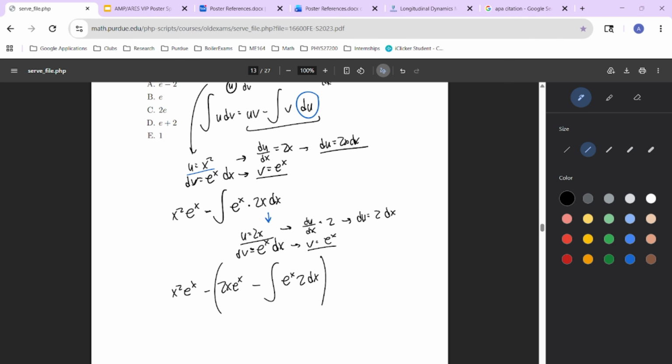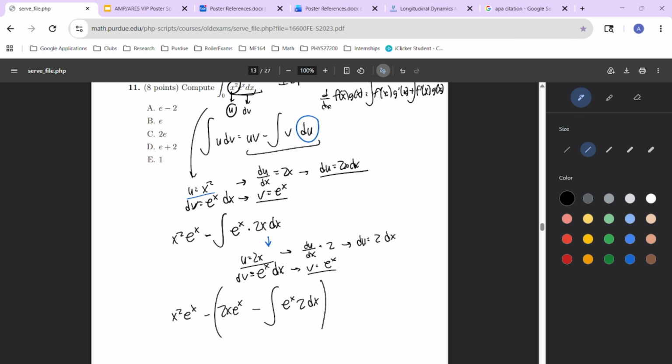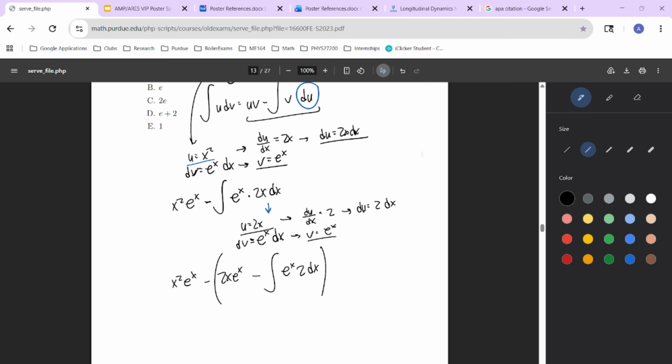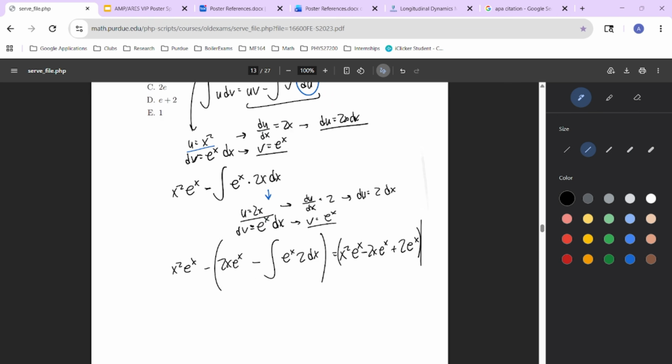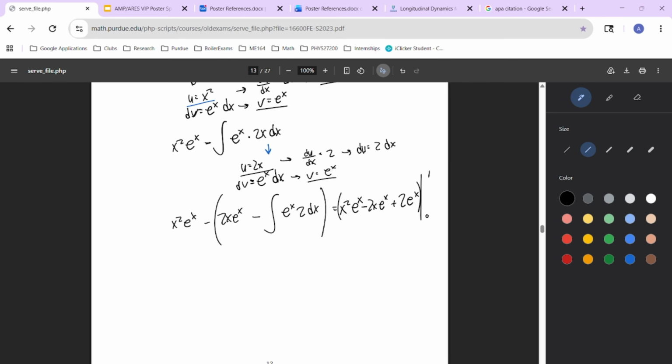Now, as you probably noticed, I have not included bounds in this problem. That is because I'm too lazy to write out the bounds. I'll write them out at the very end and we'll evaluate. So this all becomes x squared e to the x minus 2x e to the x, and then plus, this just becomes 2e to the x, and then all of that's between 0 and 1. As you'll notice, this can be rewritten as x squared minus 2x plus 2, multiplied by e to the x, from 0 to 1.